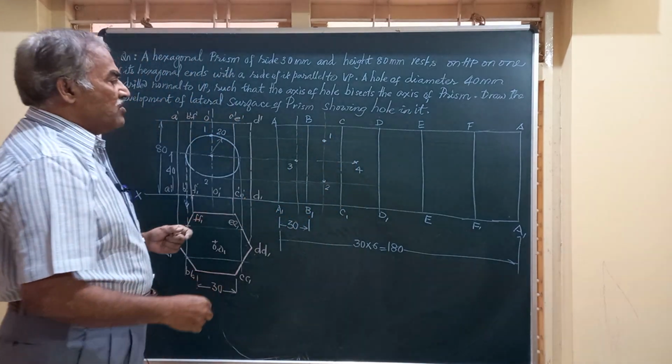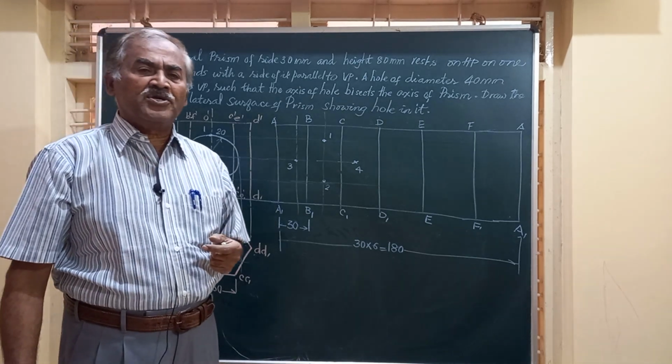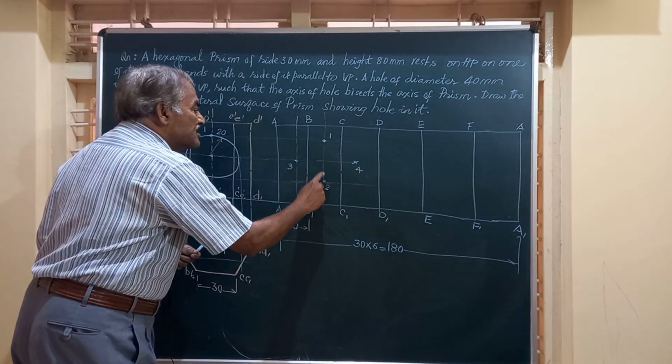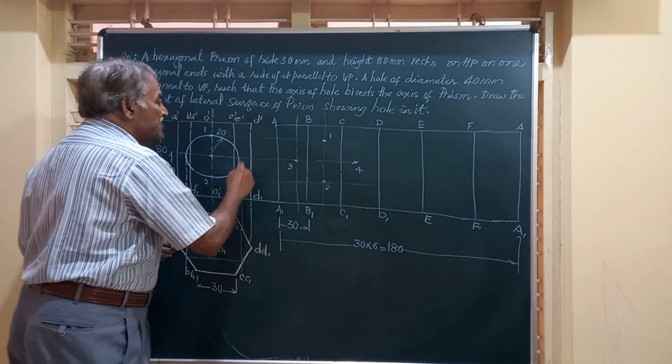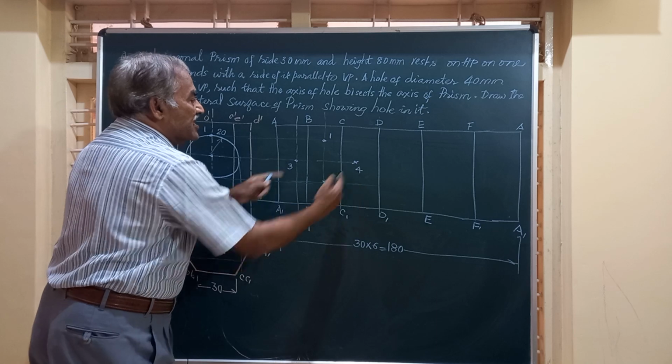So now a curve passing through these 4 points should give you an ellipse, and for this ellipse, this diameter of the circle or the hole is the minor axis, and this will be more here.